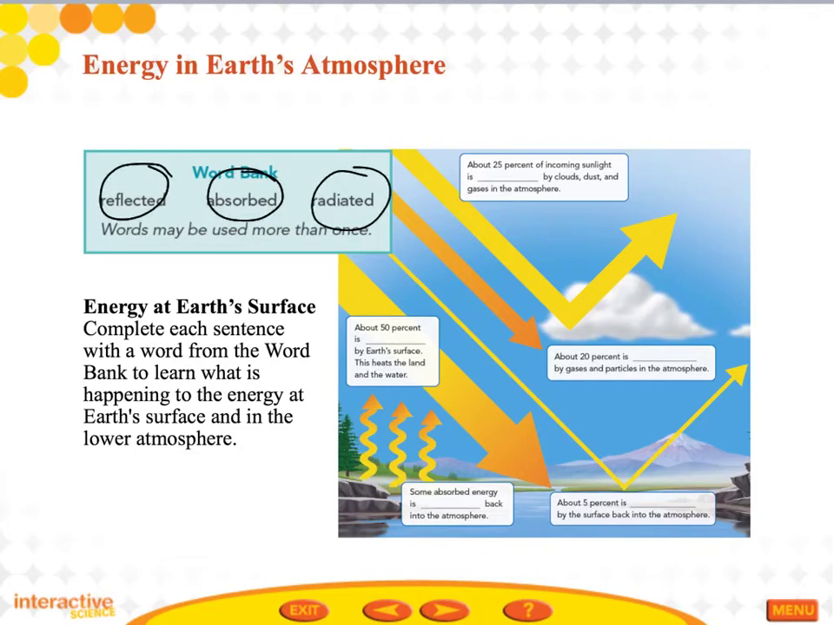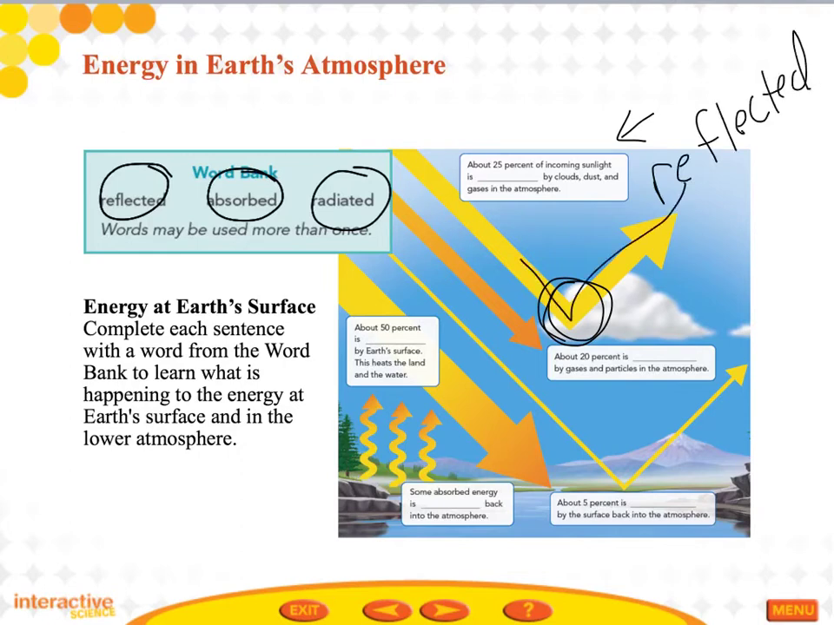So this first one here shows us that about 25% of incoming sunlight has something done to it by clouds, dust, and gases in the atmosphere. This one here is reflected. So it's reflected. It's bounced back up off of the clouds back out into the atmosphere.